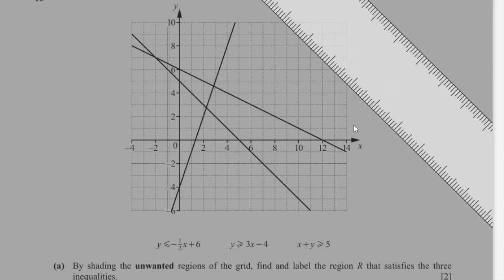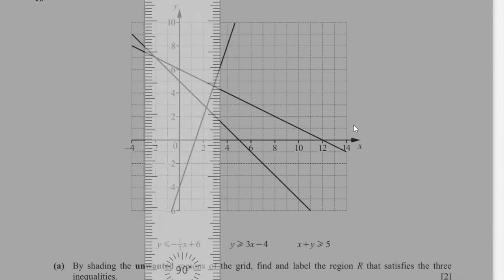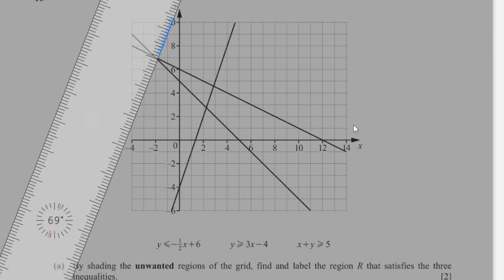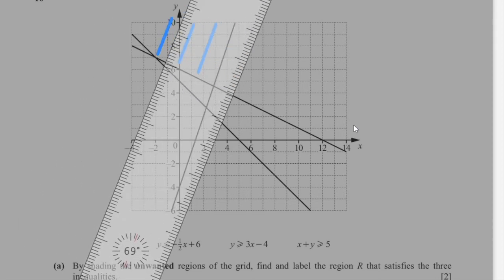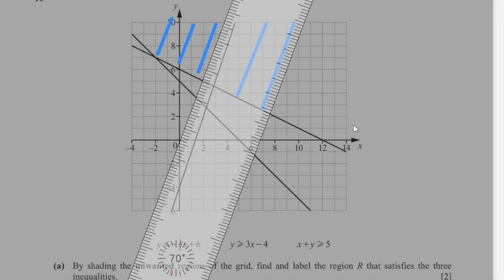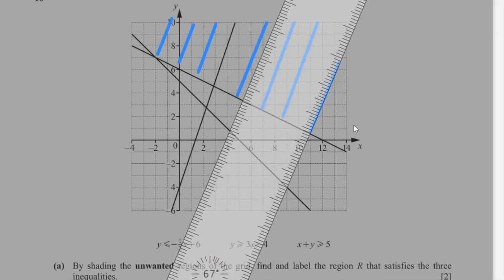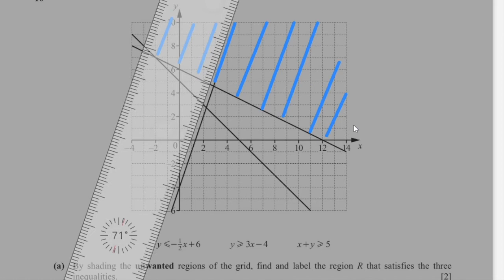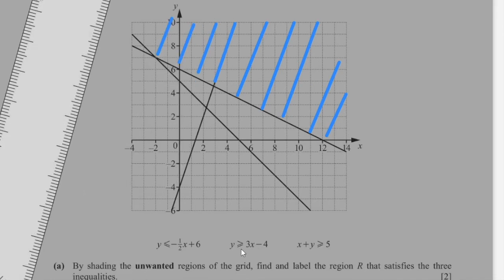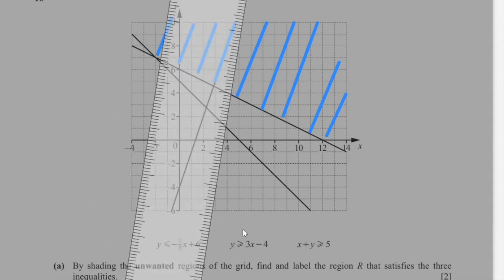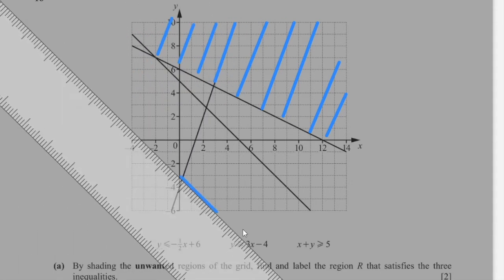So I want the region less than or equal to the equation. I'll shade the upper part. Second equation is y greater than or equal to 3x minus 4. Again, negative 4 over here is the y-intercept, which tells us that this line is of this equation, and we want the area greater than the line. So I'll shade the rest of the region, which is less than the equation.